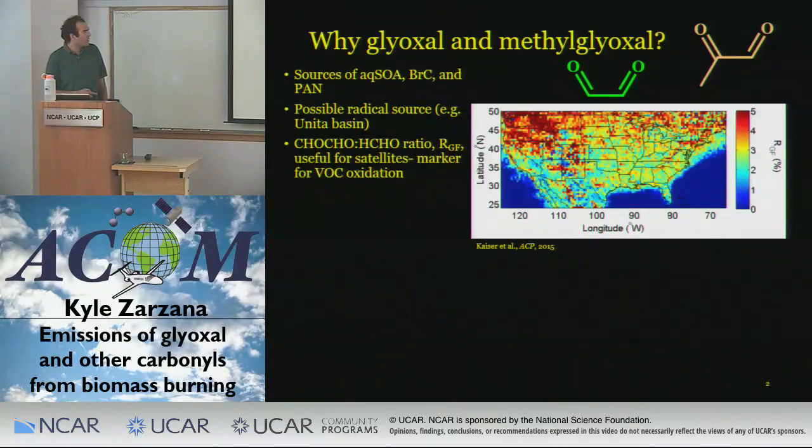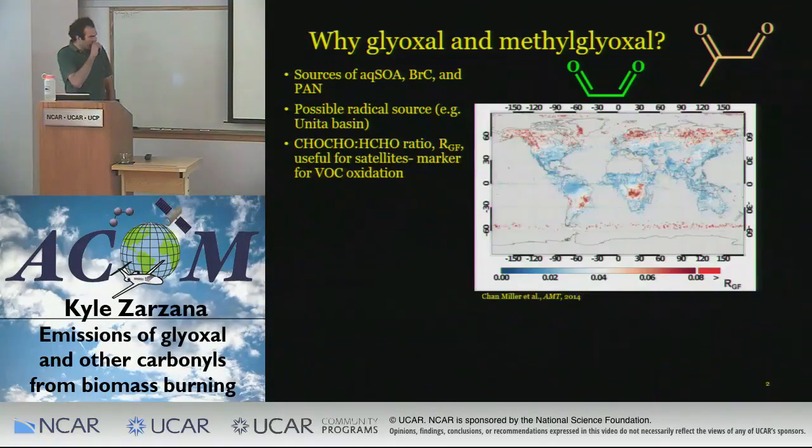Glyoxal and formaldehyde can both be detected from space, from satellites, and they have very different VOC sources, but they have roughly the same lifetime in the atmosphere. And so it's been proposed that you can use this Glyoxal to formaldehyde ratio, RGF, as a marker for VOC oxidation and try to examine that from space. This is work out of Frank Koich's group. This is OMI data looking at the Glyoxal to formaldehyde ratio over the US. And you can see there's regional differences. In the southeast here, where there's mostly isoprene, this RGF is very low, and it's higher in the northwest US.